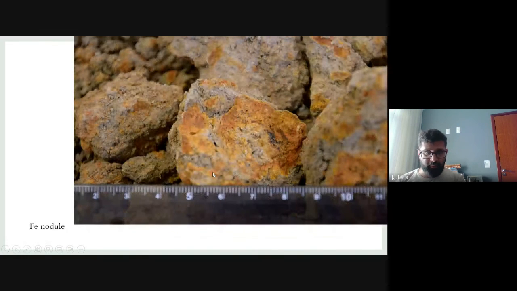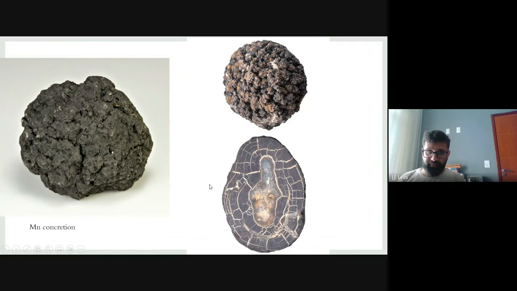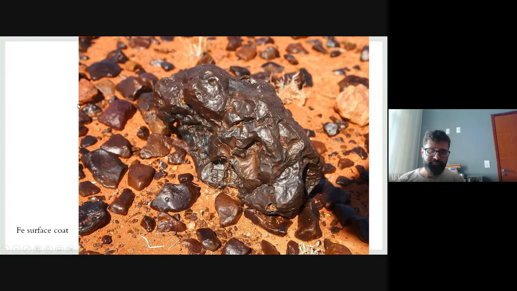We can also see some iron nodules, cemented bodies of iron that did not present an internal fabric or internal organization. We can see plintites, that is, cemented materials that present coarse fragments inside the material, like these sand particles here. You can see in this case manganese concretions that present an internal fabric and this dark color. We can see the surface coating of iron.